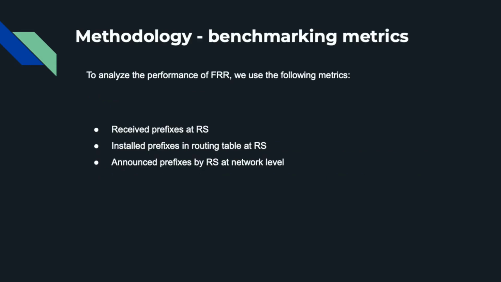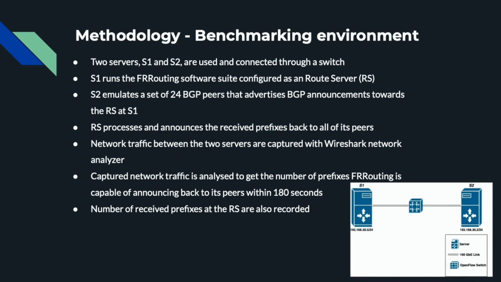Now to the methodology. To analyze the performance of FRR, we use the following metrics. First, we measure how many prefixes the route server receives from its connected autonomous systems. Next, we look at how many prefixes are installed in the routing table of FRRouting. This is then compared to how many prefixes the route server is capable of announcing back to its peers at a network level.